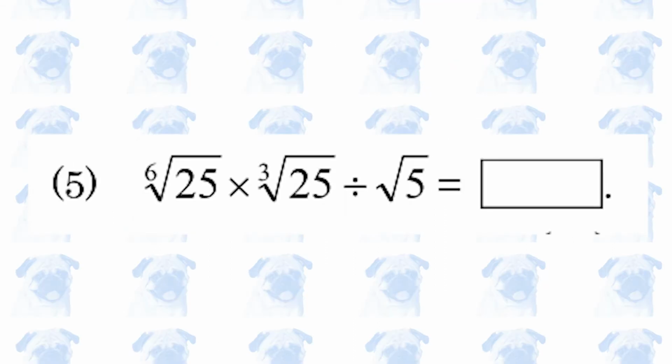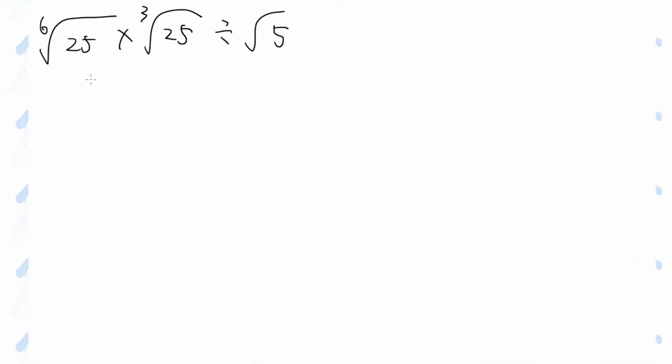Section 1, number 5. In this question, we have the sixth root of 25 times the cubic root of 25 divided by the square root of 5. The sixth root of 25 is 25 raised to the power of 1 over 6. Likewise, the cubic root of 25 is 25 raised to the power of 1/3. The square root of 5 is 5 raised to the power of 1/2.